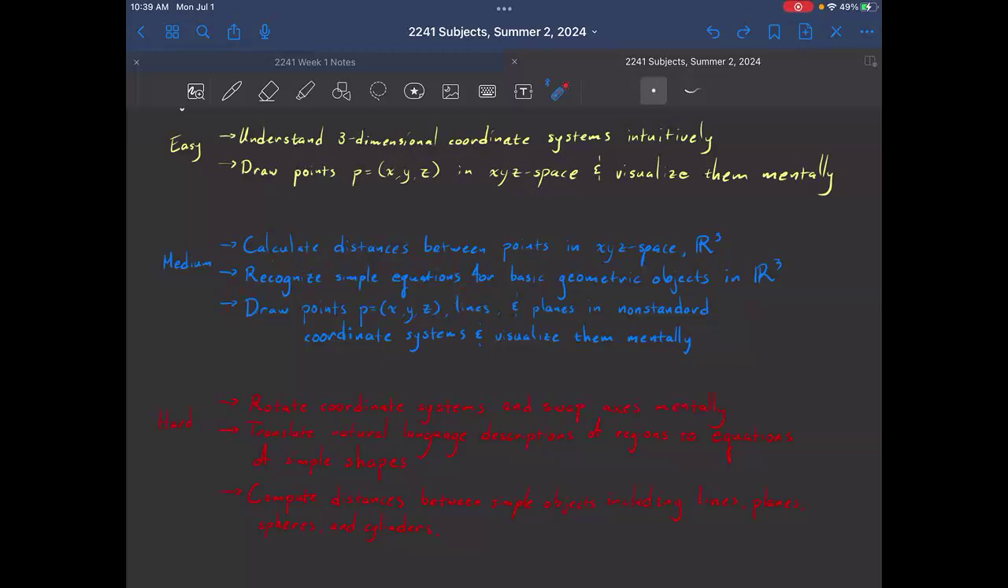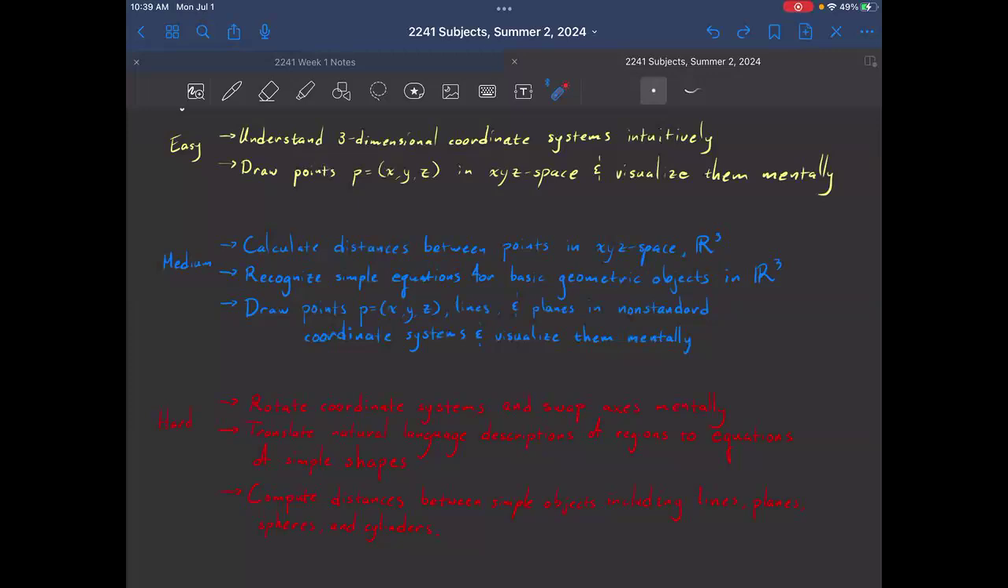Last medium objective here is that you should be able to, again, draw points, lines, and planes, but this time in non-standard coordinate systems. By non-standard here, I just mean a coordinate system where the x, y, and z axes might be labeled differently. So maybe where the x normally is, you put a z, and then where the negative z is, you put an x, and then where the negative y is, you put positive y. So that would be an inverted coordinate system, sort of rotated around, but I want you to be able to draw points there regardless.